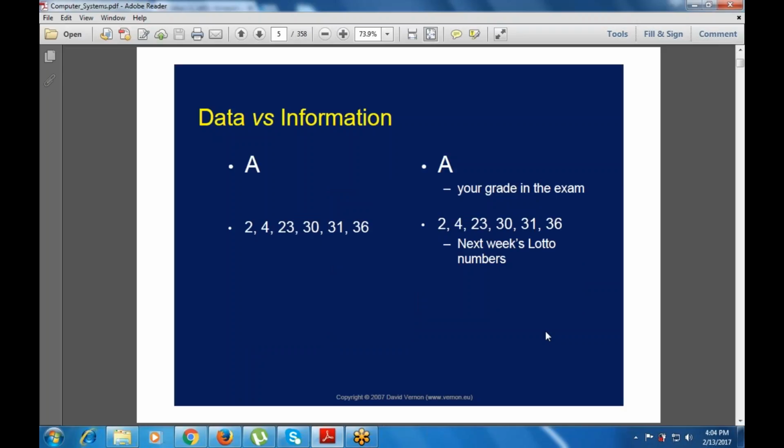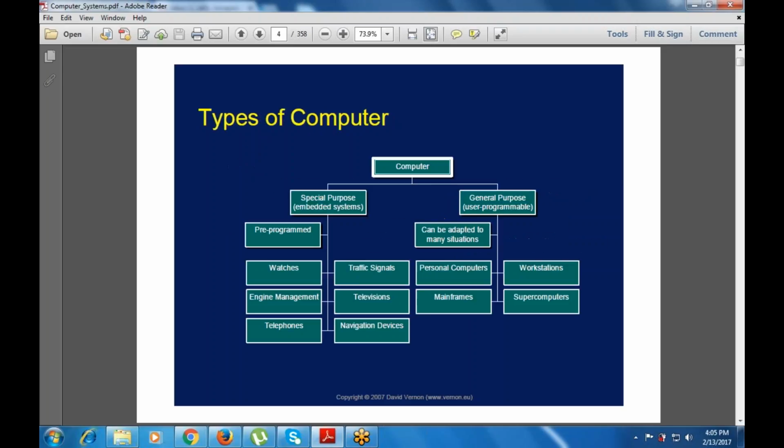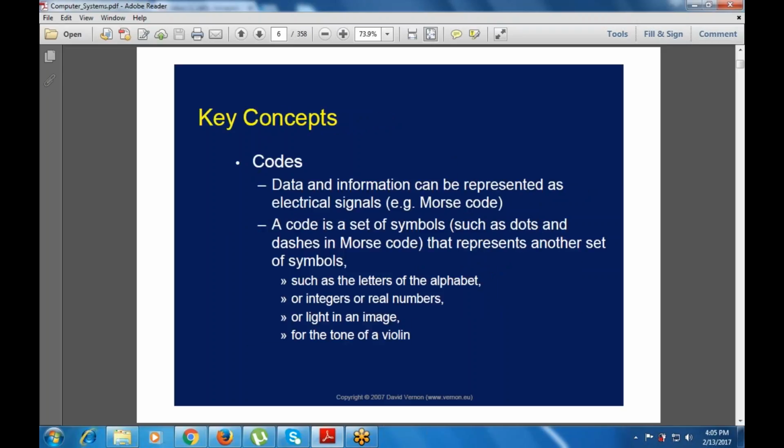Now, data versus information. What is data versus information? When I talk about 2, 4, 23, this is known as data. When I say this is your grade in the exam, this is information. Why? Because I'm saying that this is your grade in the exam. Whatever you score in the exam, that is your grade, that is A. In the same way, next week's lotto numbers, whatever the lotto numbers available, 2, 4, 23, 30, 31, 36, that is the information.